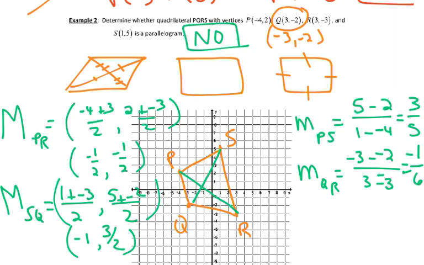So you have to do something more than just draw the picture, look at it and say, well, it's not. Because sometimes we don't draw the nicest picture and it's hard to tell from the actual picture. So these are your options for determining whether 4 points make a parallelogram or not.